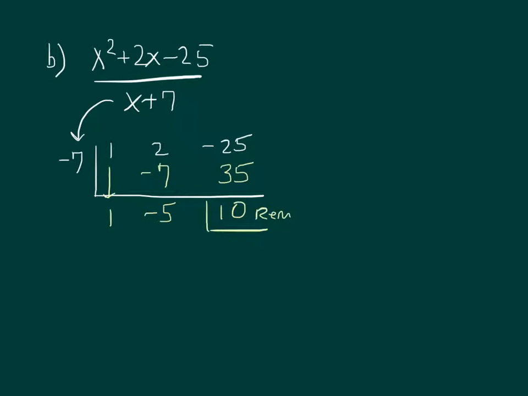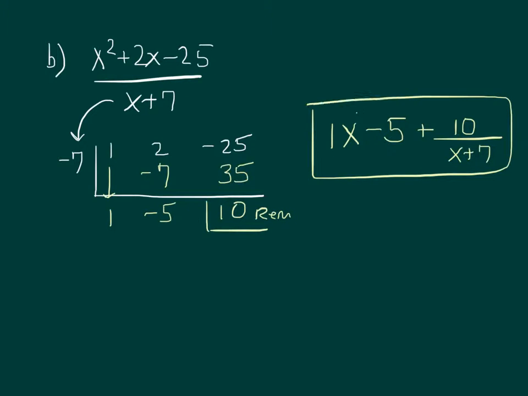Now I'm going to write this as 1x minus 5, plus the remainder 10, which I'm going to put over x plus 7. So you can see how quick and easy this answer is. That means that the quotient here is x minus 5, the remainder is 10, and I put that over the x plus 7. Okay?